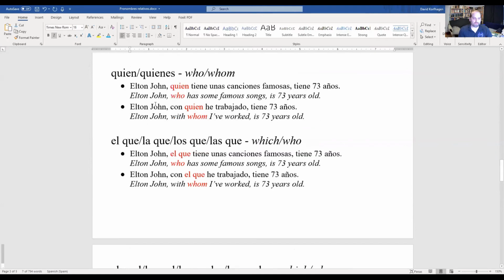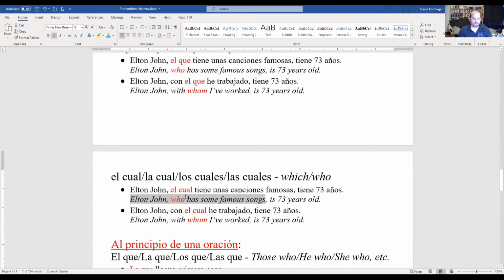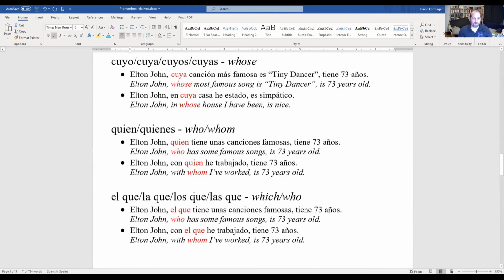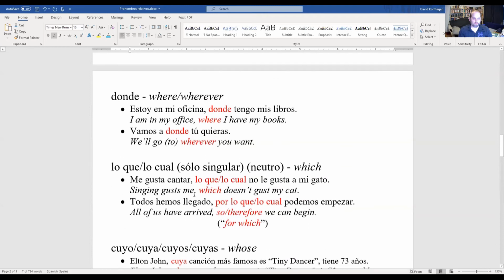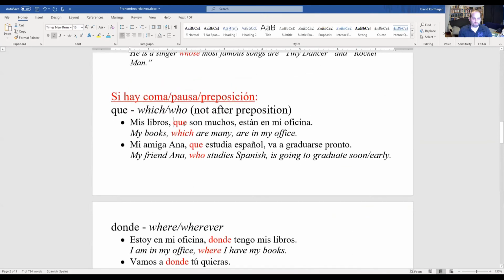So basically, we're just being a little bit fancier as we go. Quien is kind of the least fancy, and then el que is a little more fancy, and el cual is kind of the fanciest way, right? And kind of the least fancy would be just que, right?